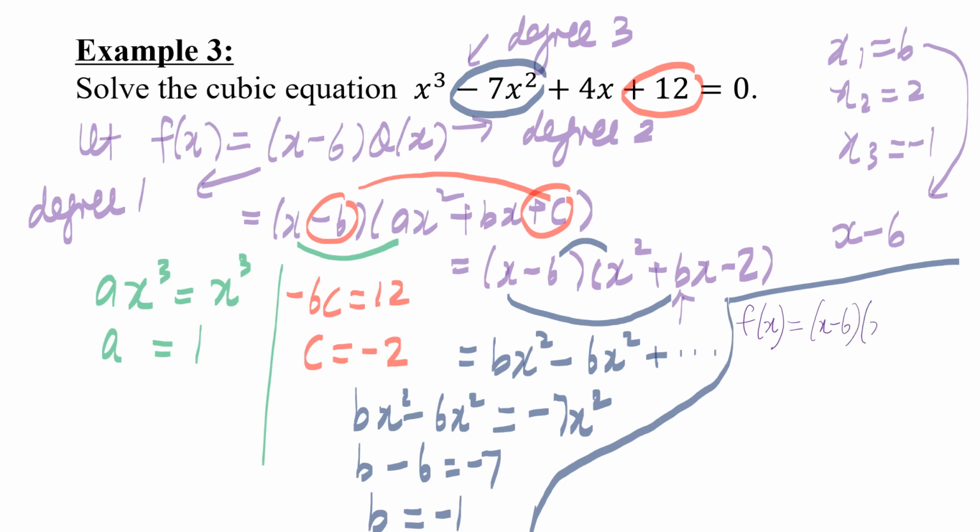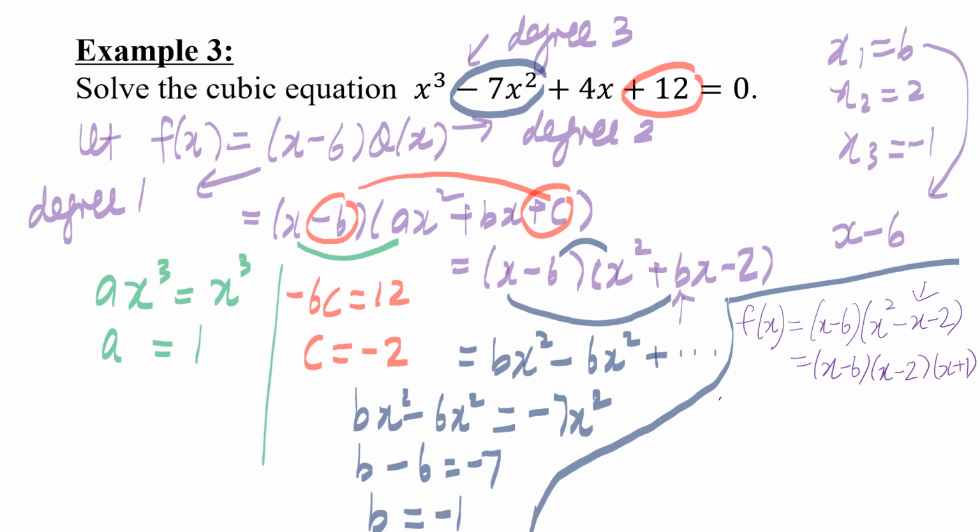We'll get x squared minus x minus 2. Then we try to factorize this again. It gives x minus 2, x plus 1. Okay, so the next step is very, very important because you're solving a cubic equation.